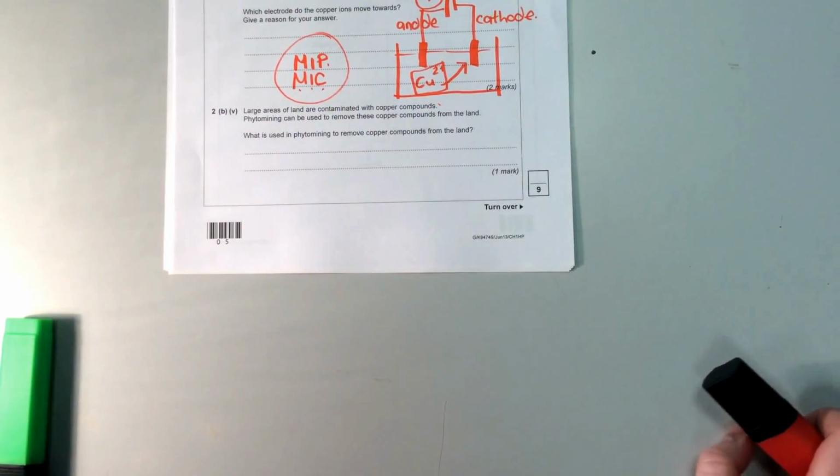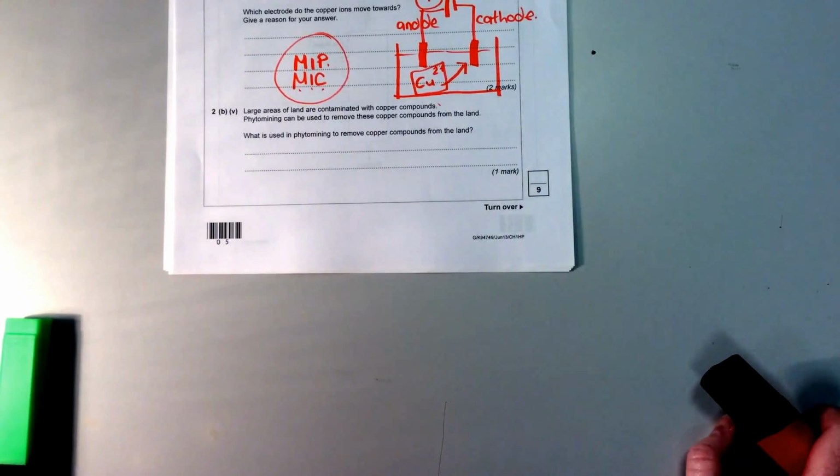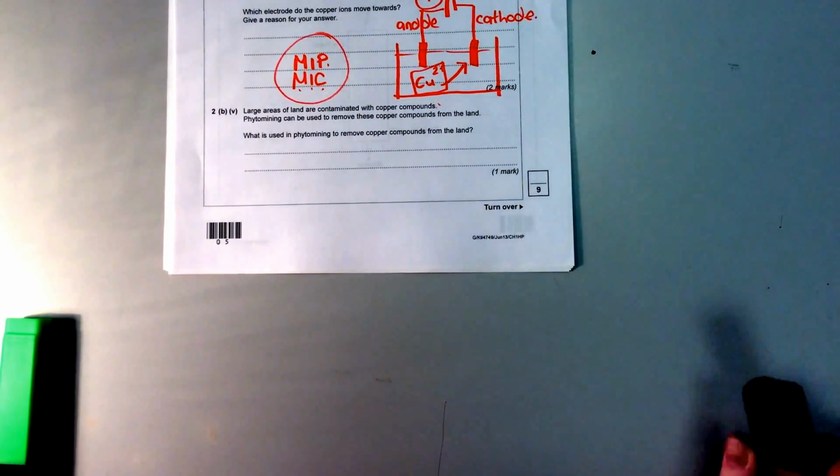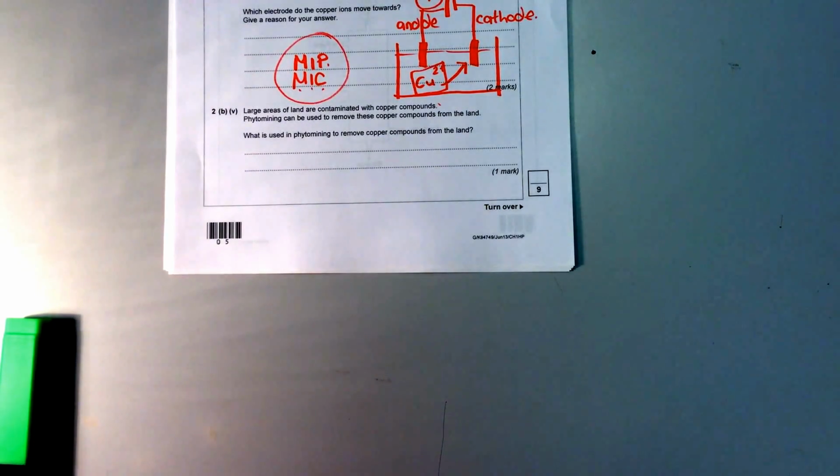Right, B, part 5. Large areas of land are contaminated with copper compounds. Phytomining can be used to remove these copper compounds from the land. What is used in phytomining to remove copper compounds from the land? Well, phytomining is a new sort of industry that's sprung up to try and extract small amounts of metals from low-grade ores where there's hardly any metal in them. And it's the one where you grow the plants on them. So you grow the plants on top of the low-grade ore, they take the metals in through the roots and store them in the stems and leaves.